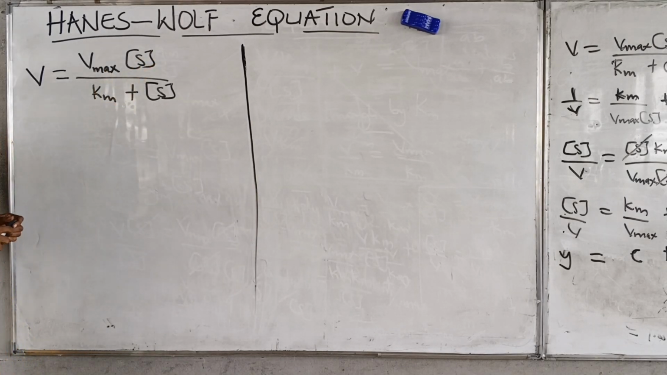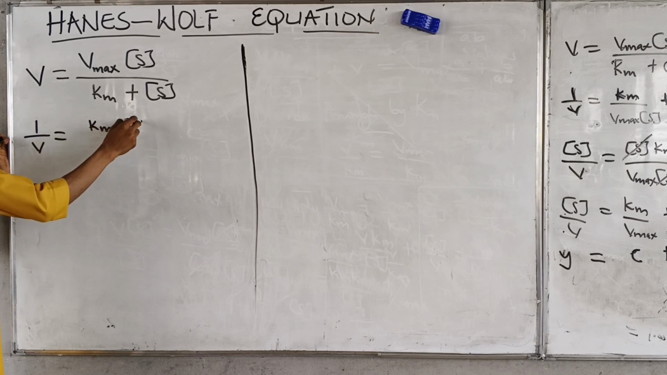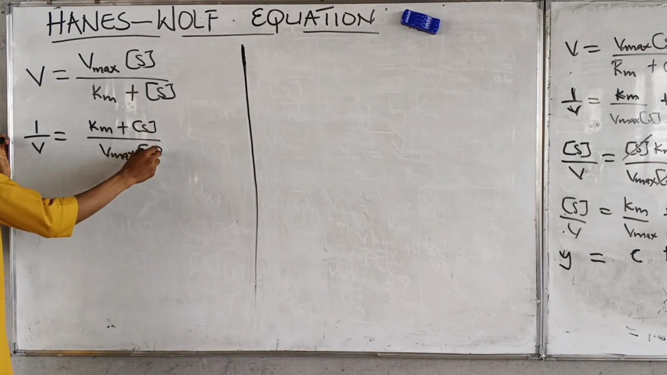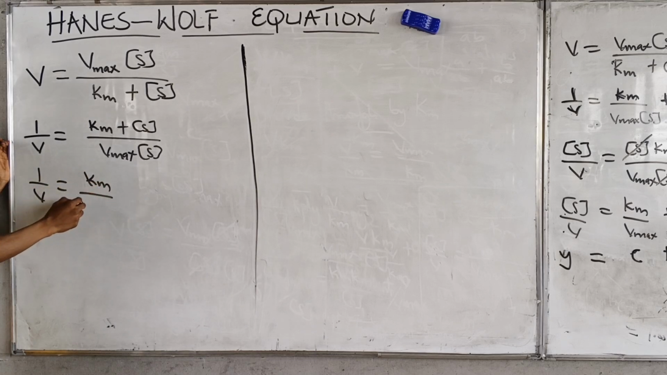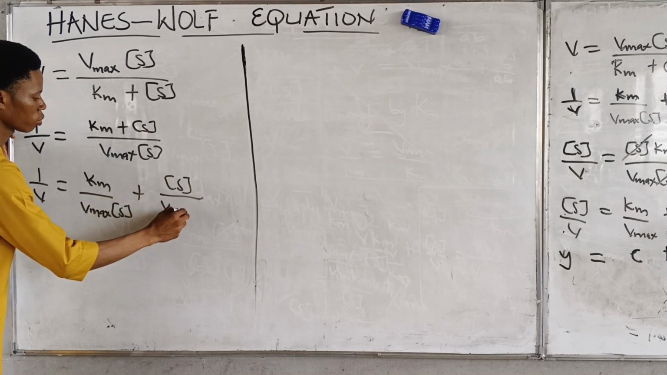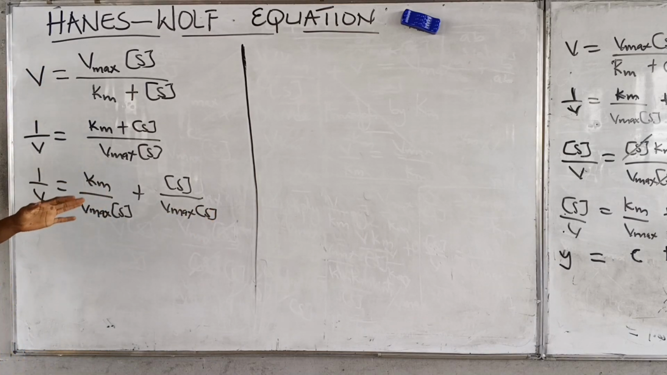Now, to get our Lineweaver-Burk, what's the first step? Take the inverse, right? So taking the inverse, we'll have 1 over V equal to Km plus S all over V max S. Now we said this is the same thing as writing 1 over V equal to Km over V max S plus S over what? This was the first thing we started with, so by now everybody should know how to derive this.